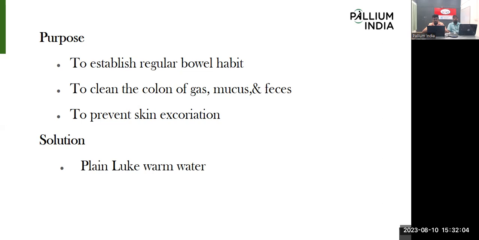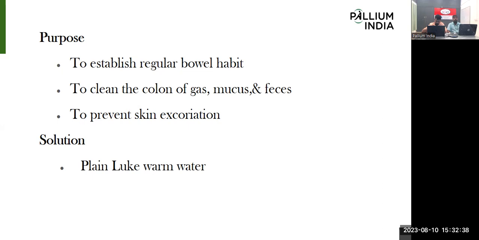So we are totally cleaning the colon. In between, there is no oozing out of fecal matter or mucus. So there is no chance of the waste material coming into contact with the peristomal region, and we can prevent skin excoriation also. Here we mainly use plain lukewarm water as the solution for giving the colostomy irrigation.